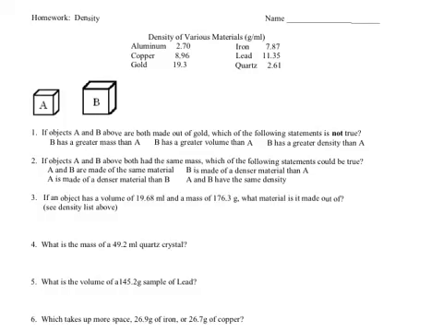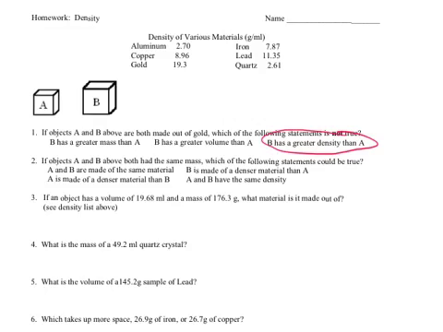Alright, let's look at number 1. If objects A and B are both made out of gold, which of the following statements is not true? Well, the answer in this case is that B has a greater density than A, because if they're both made of gold, then what we'll find is all gold has a density of 19.3 grams per milliliter. And so they both have to have the same density, so therefore B cannot be true.